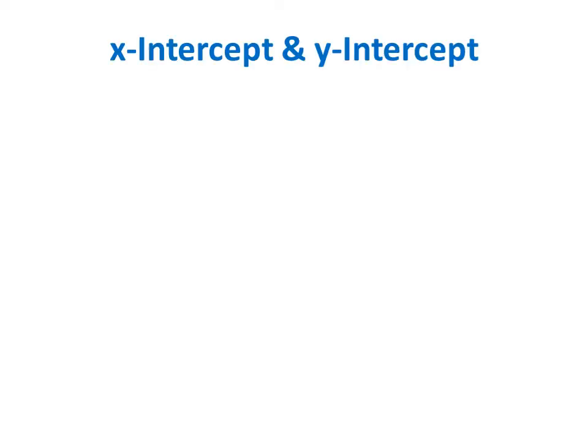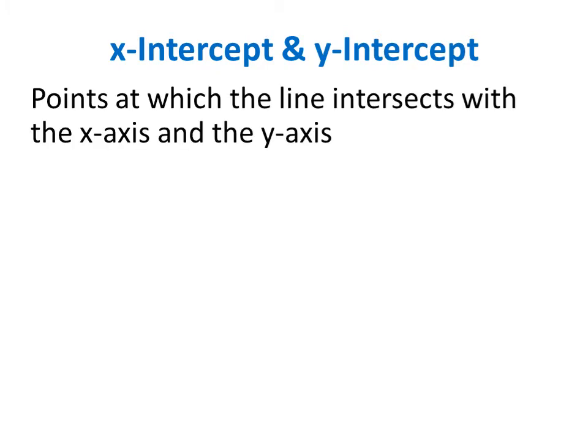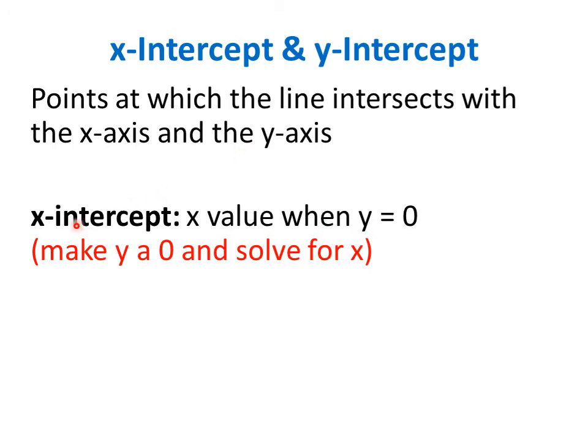In this video, we will learn about the x-intercept and y-intercept of a line. The x and y-intercepts are the points at which the line intersects with the x-axis and the y-axis. The x-intercept is the intersection with the x-axis.